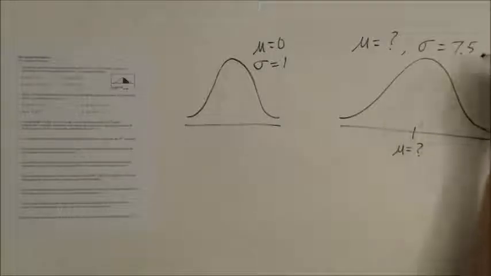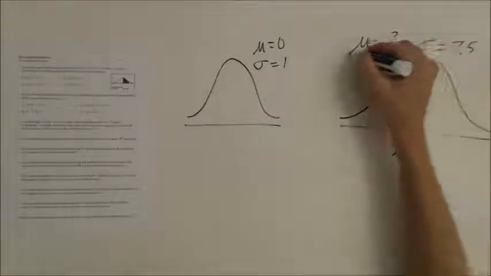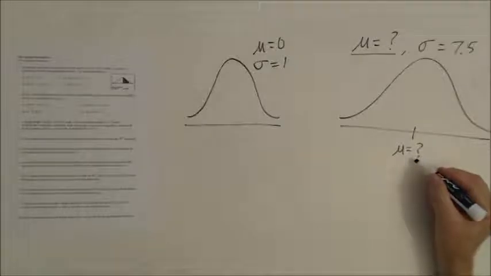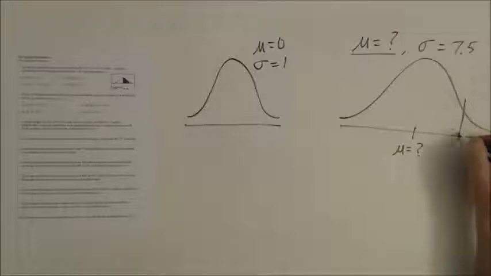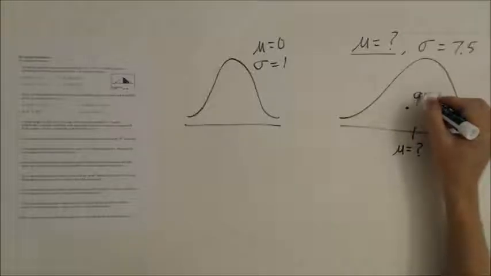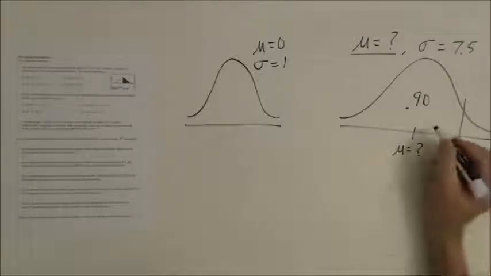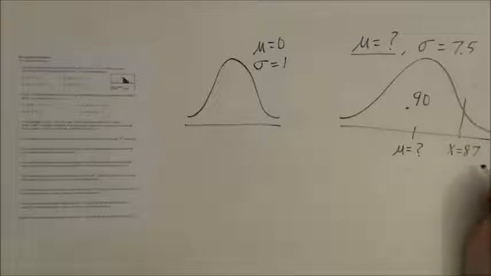In this problem, we're told the standard deviation, but we don't know the value of the mean. Thus we have a normal distribution with center unknown, but we are told that the 90th percentile is equal to a value of 87. Thus 90% of the distribution lies to the left of x equals 87.